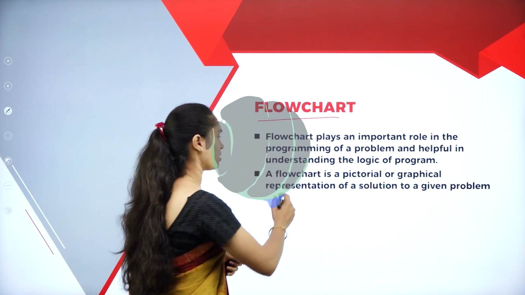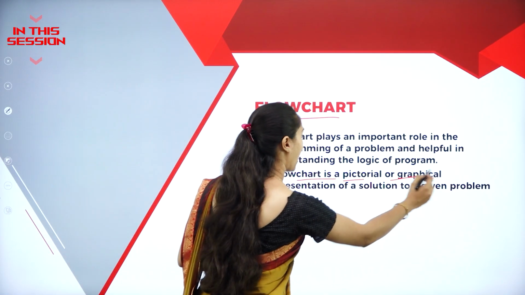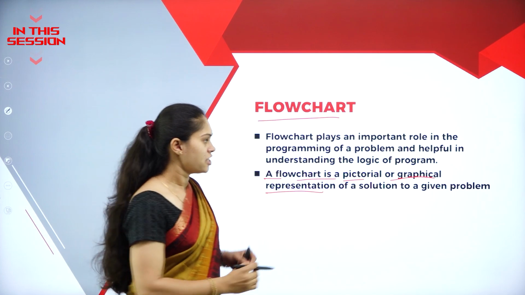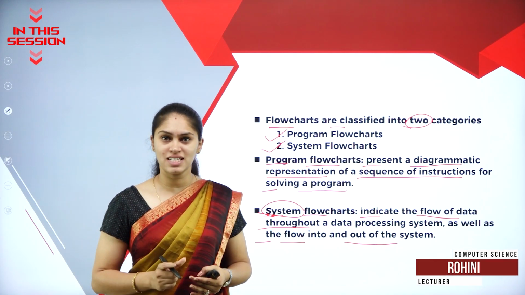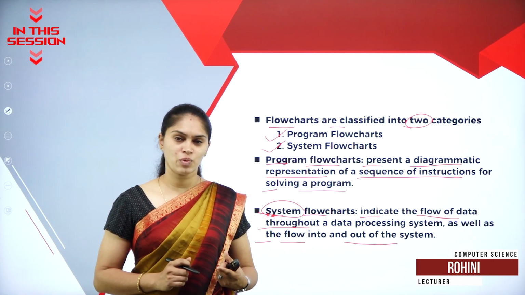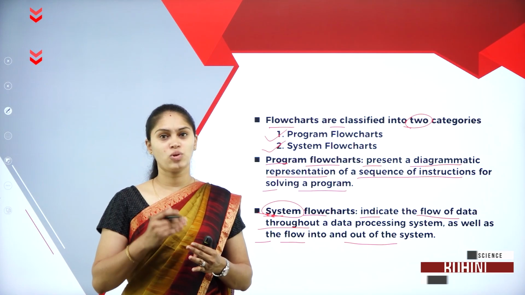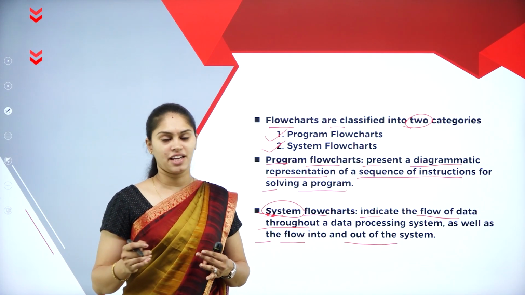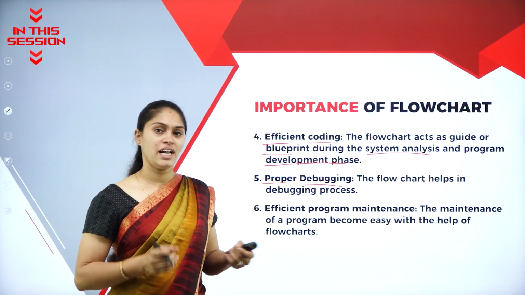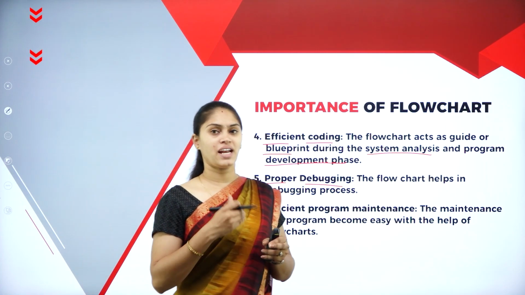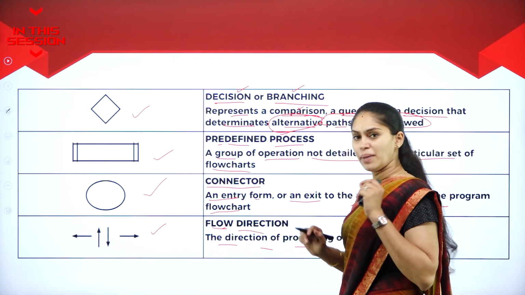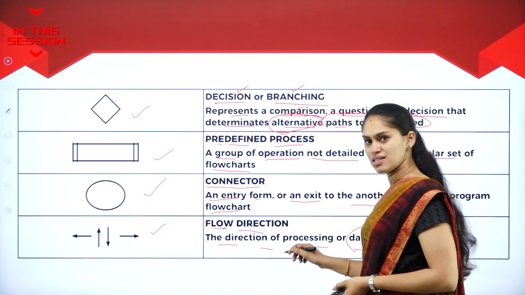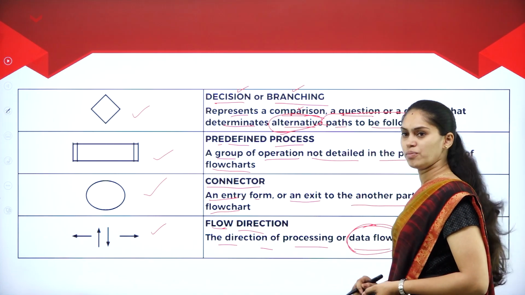So flowchart is nothing but a pictorial or graphical representation of a solution to a given problem. When it comes to the program flowchart, it will only concern the sequence of instructions: how to represent that sequence of instructions in the form of a pictorial or graphical representation. So debugging is nothing but what? It will check, and if any error occurs, that needs to be rectified. Flow direction mainly indicates the direction of processing or data flow.